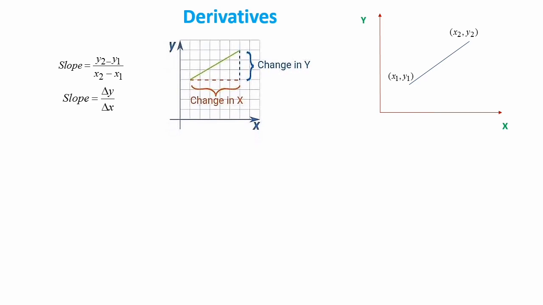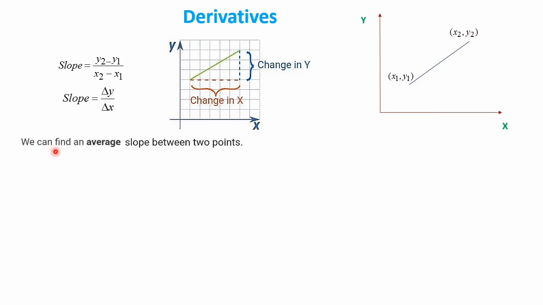Diagrammatically, this is a straight line on the coordinate plane, that means on the x and y axis, and the change in x is here and the change in y is here. So change in y divided by change in x is the formula for finding the slope of a straight line when 2 points are given to you.